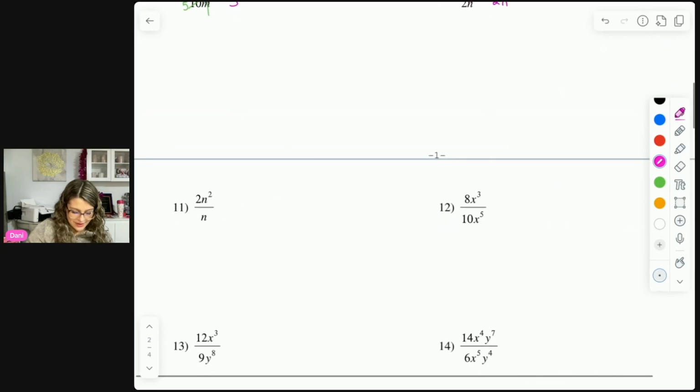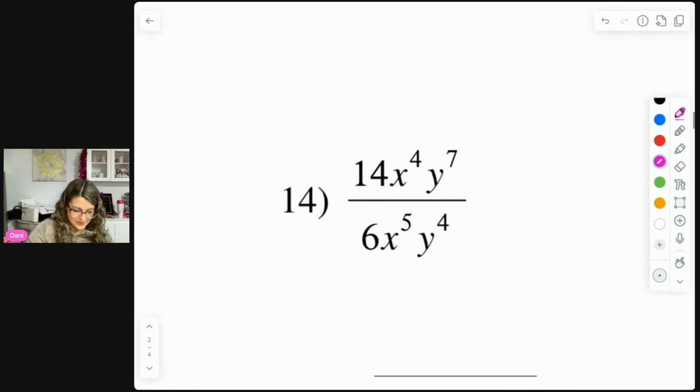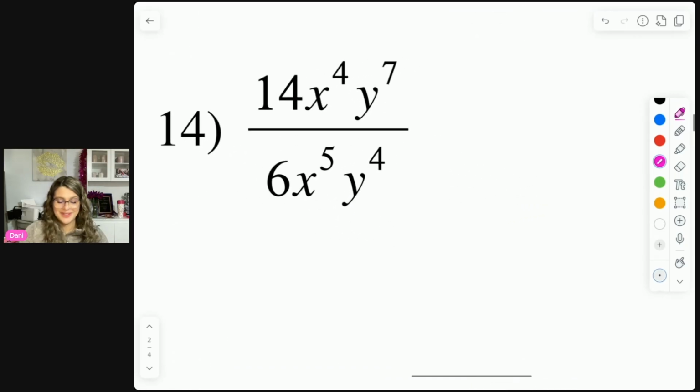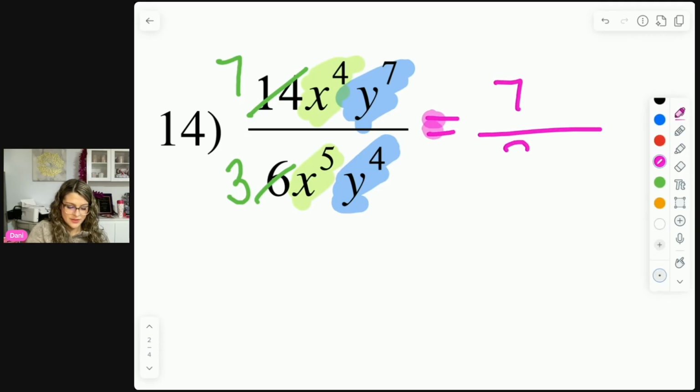Okay. Let's go to something juicier. Let's go to number 14. All right. So these are both divisible by 2. So we get 7 and 3. Now I'm going to highlight my exponents just so we can kind of keep them separate there. Equal sign. So we have 7/3.